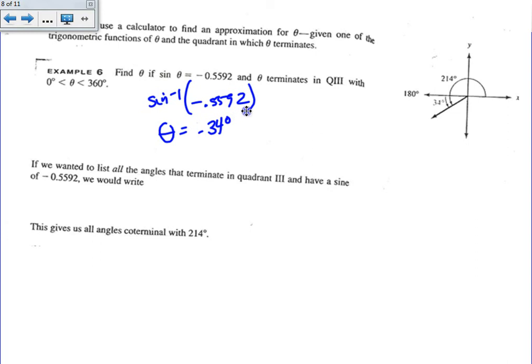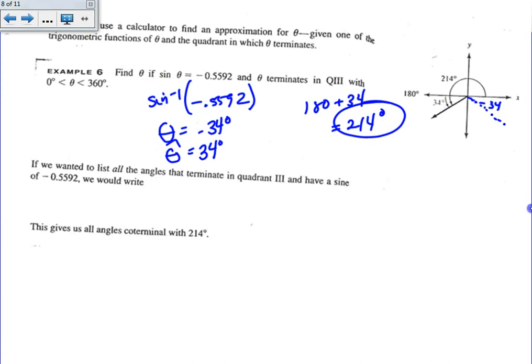Now, if you think about this, I'm going to draw myself something. Right here is negative 34 degrees. Remember, theta is technically a reference angle in this case. So the reference angle is 34 degrees. So if I go back to quadrant 3 and I need a reference angle of 34, that would be 180 plus the 34 degree reference angle, which gets us to 214 degrees.